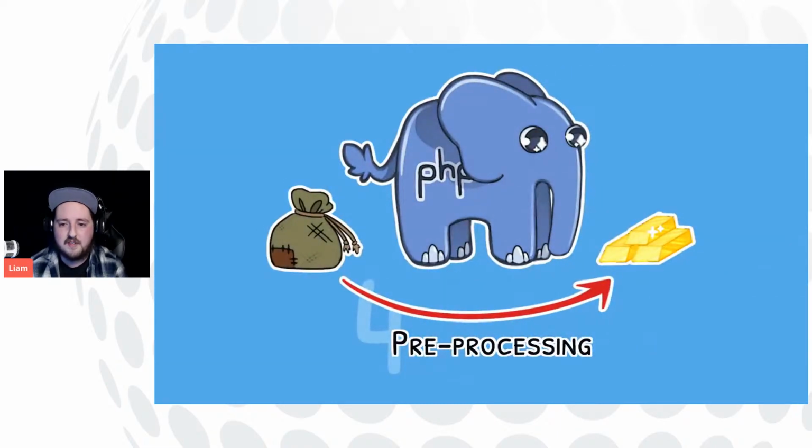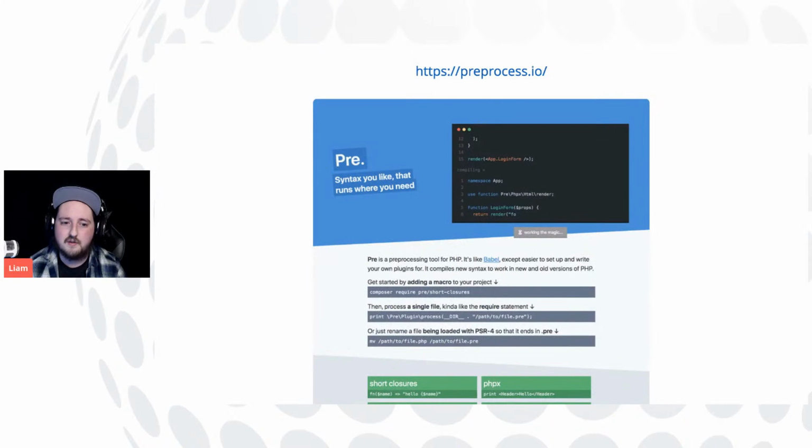But now I want to take real-time classes to the extreme and talk about pre-processing. You're probably familiar with pre-processing with things like Sass and Less, which compile to CSS, or maybe even with Babel, which lets you take JavaScript and sort of automatically rewrite it so that it'll work in any browser. But what you might not know is that you can actually do this with PHP as well on the back end. So there's a tool from Christopher Pitt called Pre, and I think its tagline speaks for itself. It gives you syntax that you like that runs where you need.